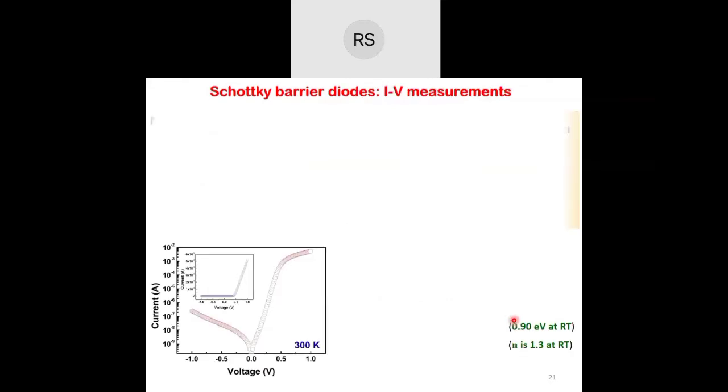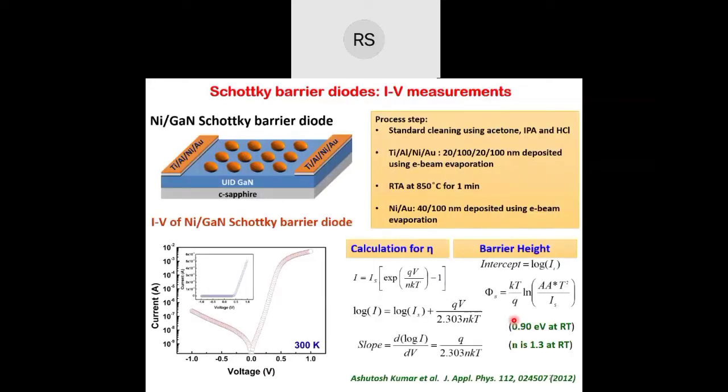I just give you one practical example from the work of my earlier student, Dr. Ashutosh Kumar, who is now working in Sweden. He fabricated this nickel on GaN. You see, this is a gallium nitride thin film, about a few microns on sapphire, which is insulating. These are actually two bars. You see, this is titanium, aluminium, nickel, gold. It is deposited by E-beam evaporation, and there is a rapid thermal annealing at 850 degrees for 1 minute. So this is a very precise recipe.